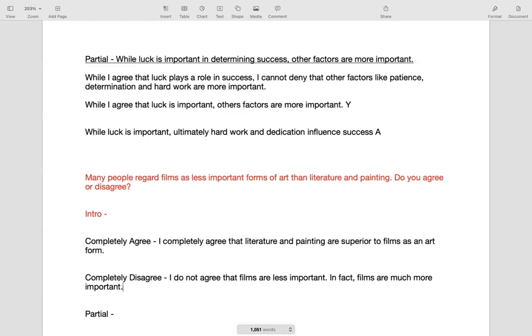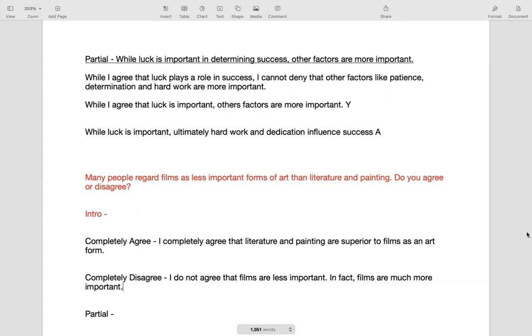Equally would be very tough. The number of points you have to give for films would be the same number of points you're going to give for literature and painting. And the strength of the points should also be the same. So when I want to call something equally important, I'm very careful. I have the same number of points, and the strength of the points is also the same. I'll take the easier approach otherwise. I'll say, in fact, films are much more important. I'll go with the easier one. I will not call it equally. I'll disagree this way.